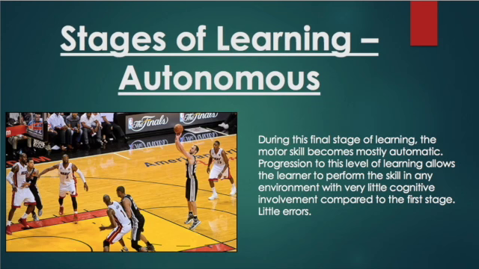The final stage of learning is the autonomous stage. During this stage of learning, the motor skill becomes mostly automatic. Progression to this level of learning allows the learner to perform the skill in any environment with little cognitive involvement compared to the first stage, displaying few errors.